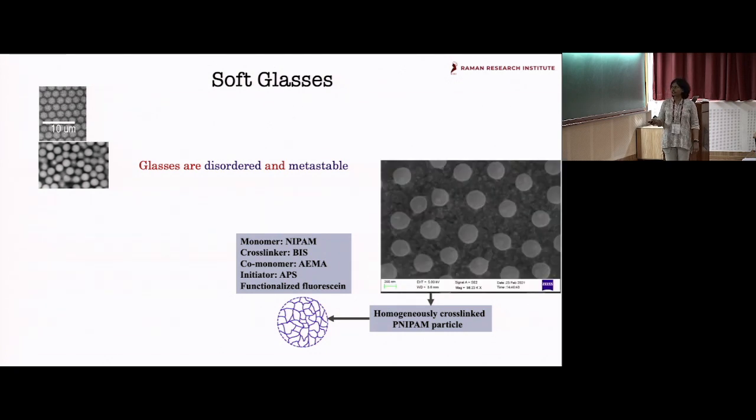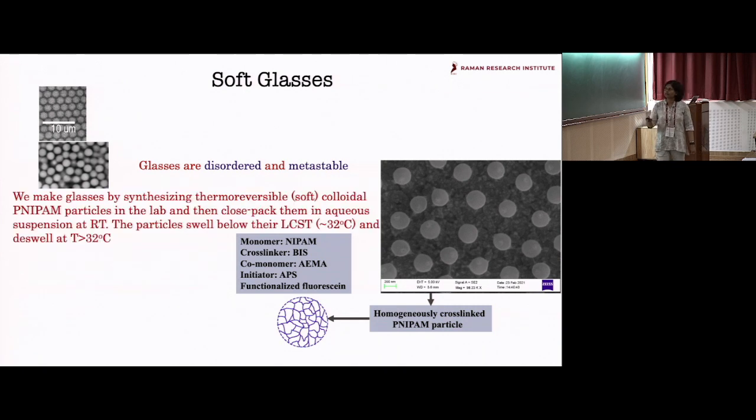So colloidal sizes. Under a scanning electron microscope, this is what the particles look like. They are a little polydispersed in size. They're all spherical particles, and we take these particles and we make glasses. How do we do that? It's very simple. These are thermoreversible particles, which means that when you decrease the temperature, they swell up. How quickly they swell, we also know how to control.